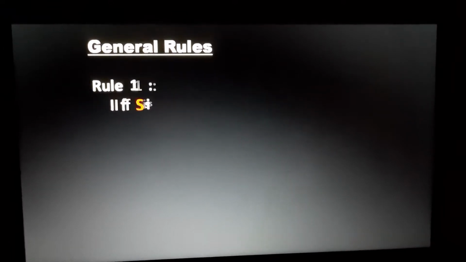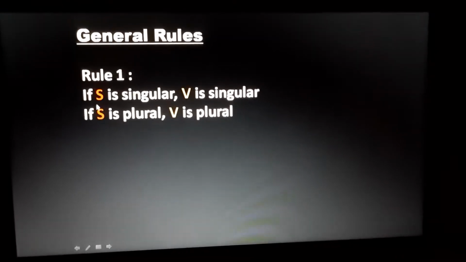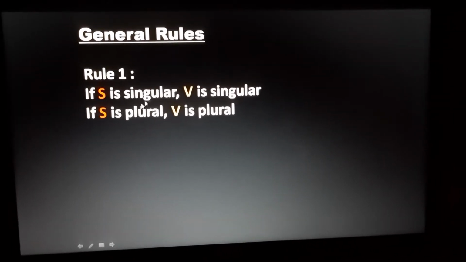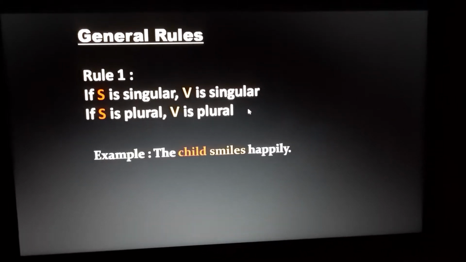Now we will move forward with the rules. There are a set of general rules and specific rules. First we will see general rules. Rule number 1 is, if the subject is singular, the verb should be singular. If the subject is plural, the verb should be plural.